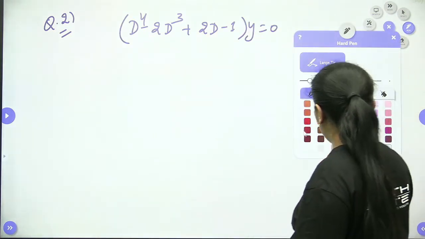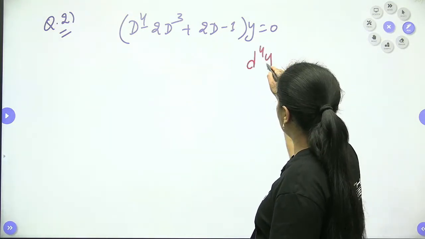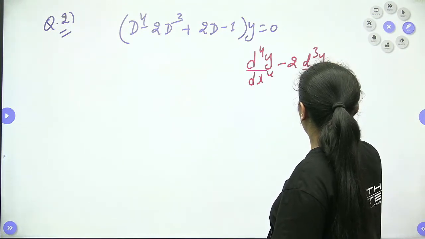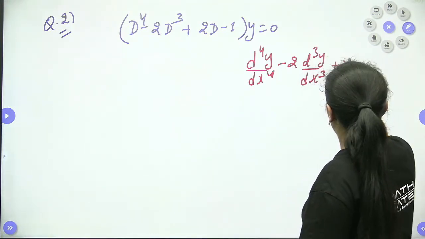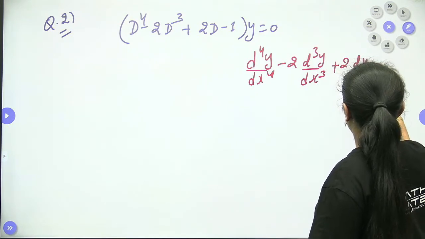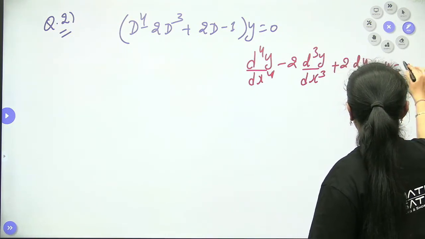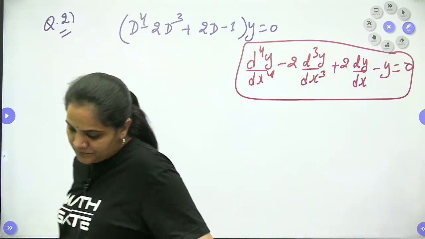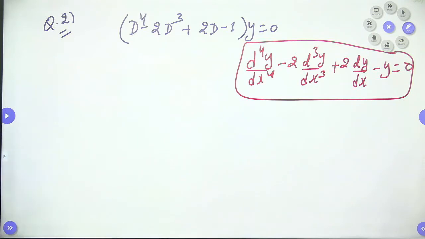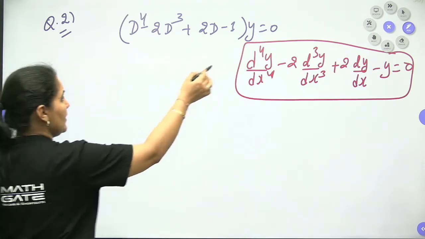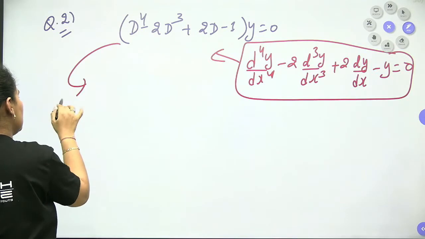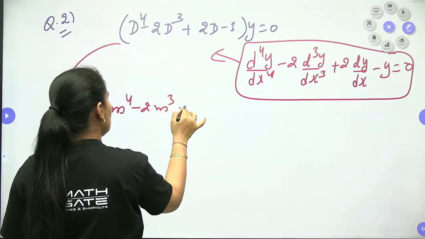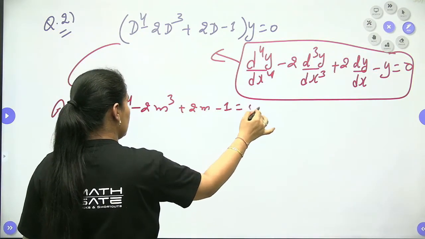Okay, if you feel difficulty, you can write down the equation as d4y by dx4 minus 2 d3y by dx cube, plus 2 dy by dx, and minus y is equals to 0. So exactly we can say this is the equation we are having, right? Okay, now let's approach the solution. So this is the equation, we have to find the solution. So let me write down the auxiliary equation first of all. The auxiliary equation is m power 4 minus 2m cube plus 2m minus 1 is equals to 0.